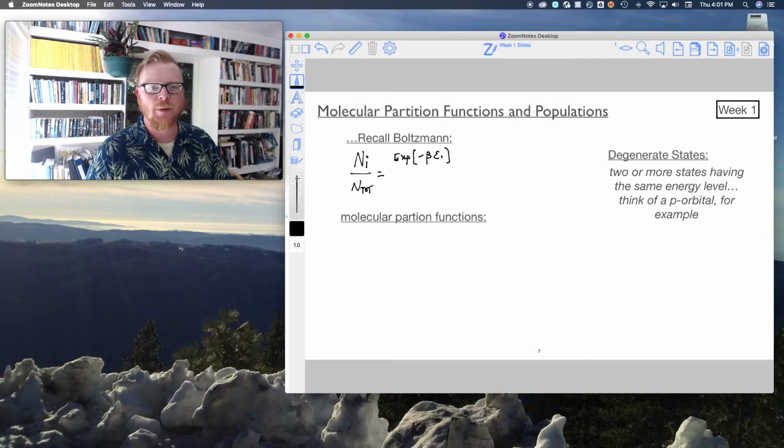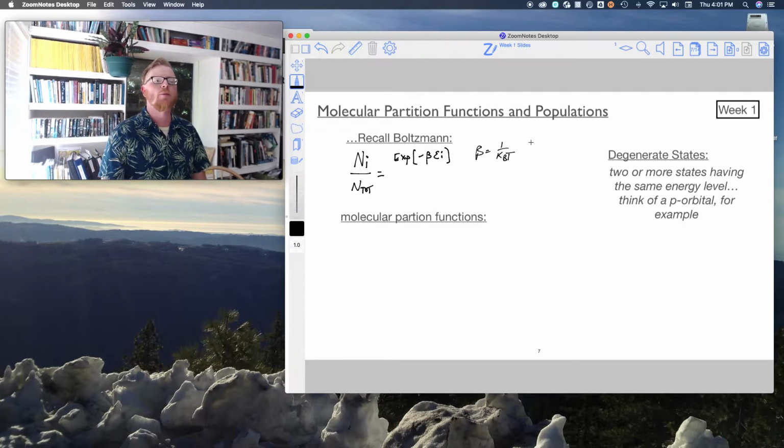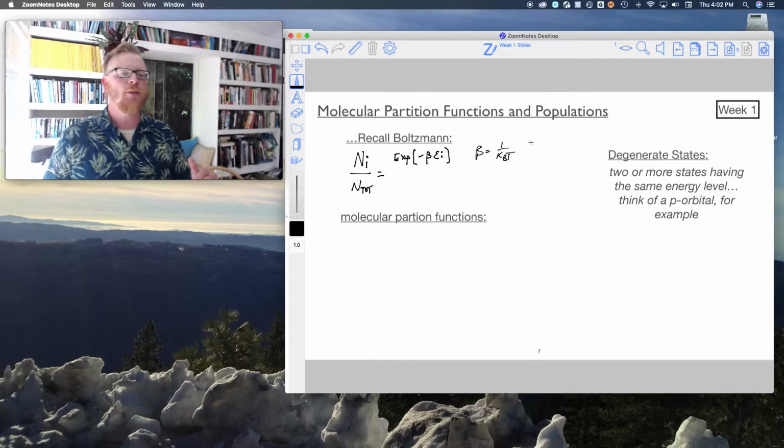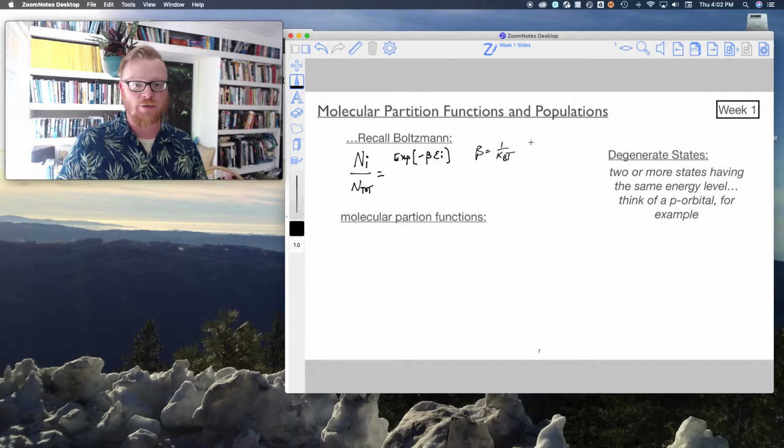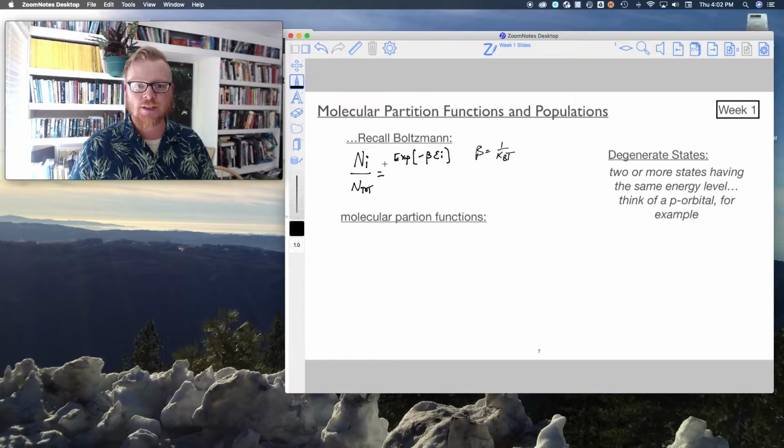Okay, I'm actually going to make this pen a little bit thinner. There we go. Where beta is 1 divided by k_B T. So you remember last time we said it was e raised to the negative energy divided by k_B T. And there are definitely some exponential algebraic tricks at play here. And so that's my number of molecules in state i.